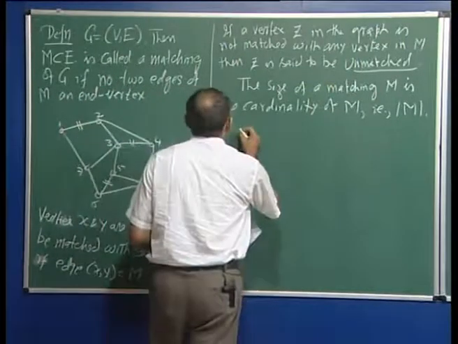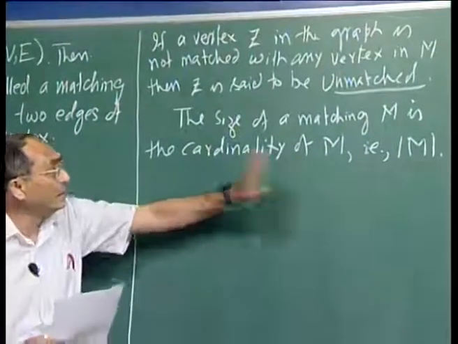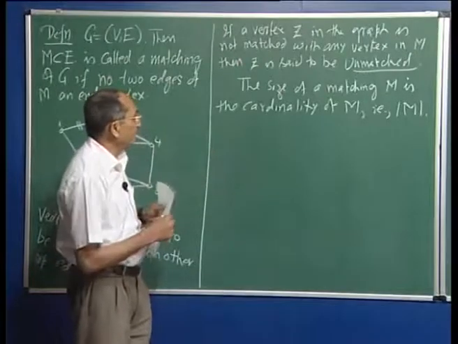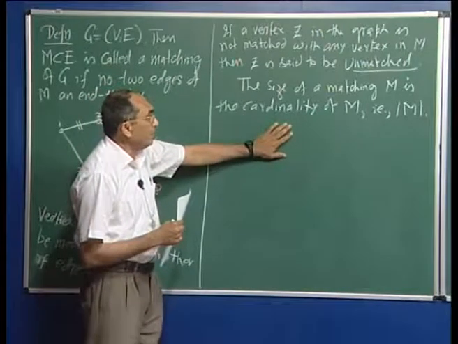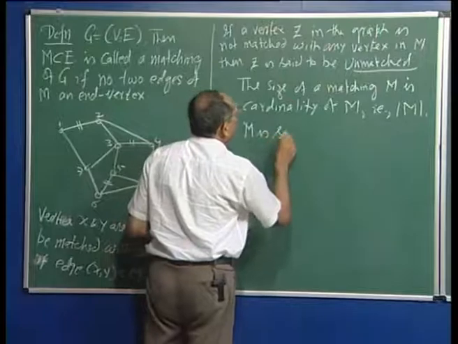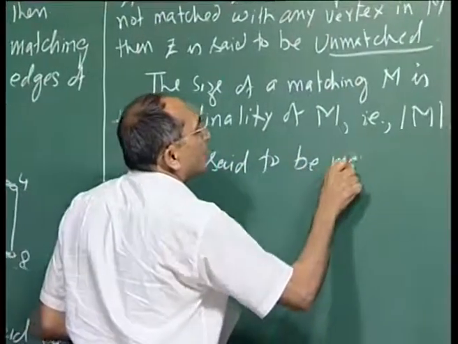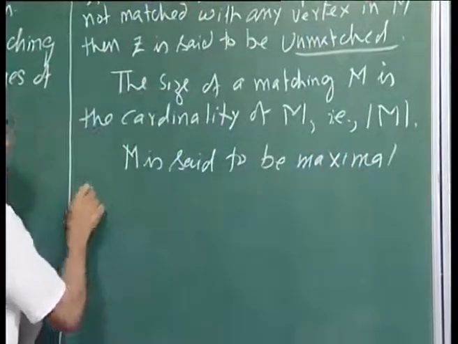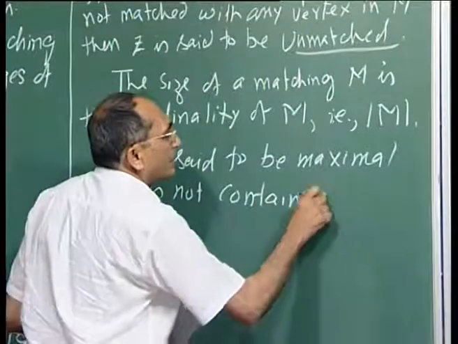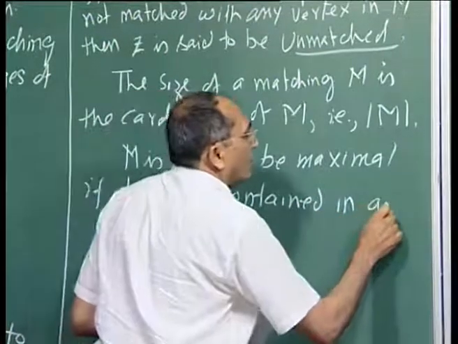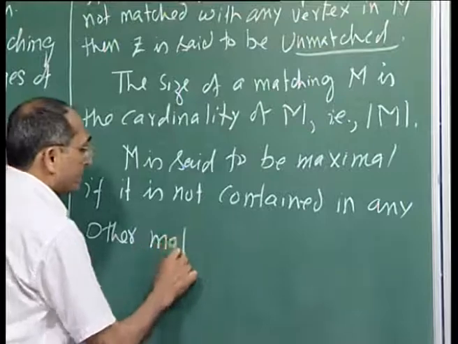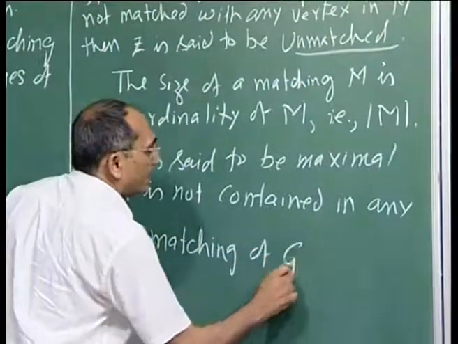Now we also are interested in the size. So if we say a matching is maximal, that would mean that M is not properly contained in any other matching. So M is said to be maximal if it is not contained in any other matching of G properly.